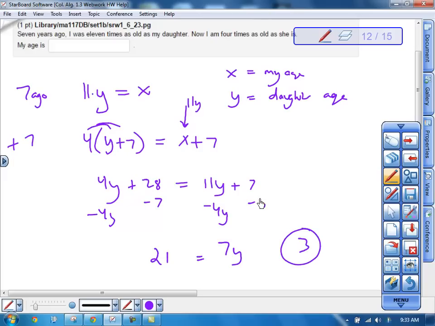So her age was 3. That's y. So that's the original age right here, 3. You need to multiply that by 11 to get your original age, which is 33. But we want it now, so we want 7 years into the future, which would be 40.